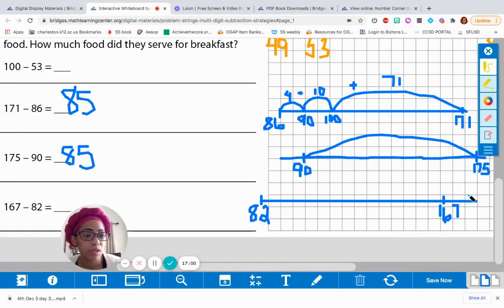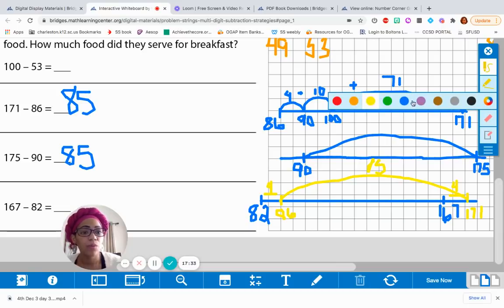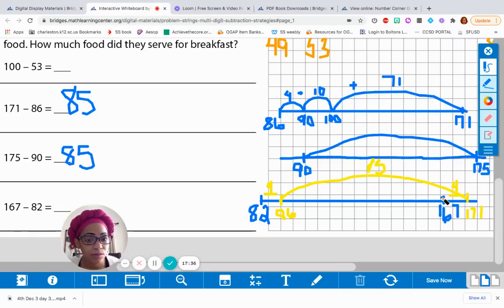171, which was our original problem for this string, this is a difference of 4. And if I were to put 86 here, between 82 and 86 is a difference of 4. So we knew that 86 and 171 was 85, which means what? What is 167 minus 82? It is also 85.